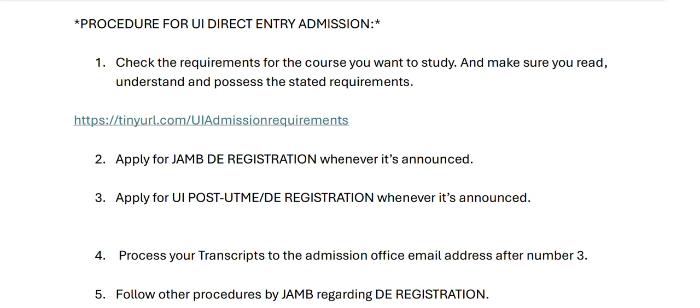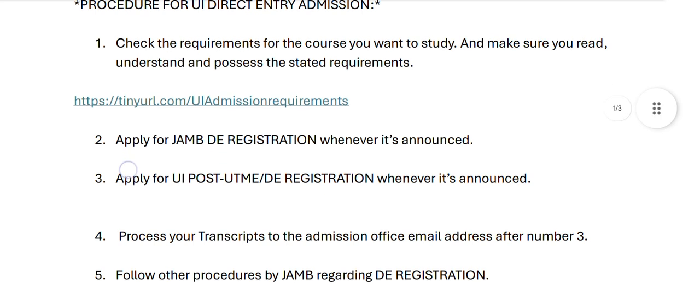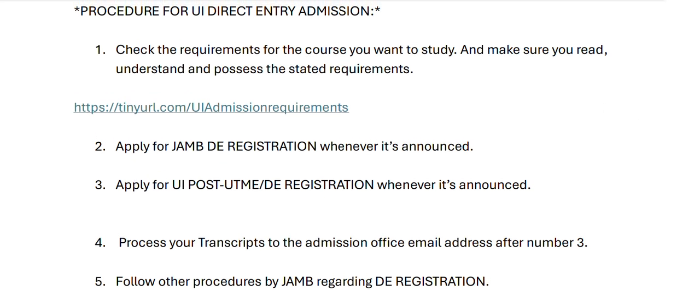Apply for JAMB DE registration whenever it is announced. So one of the mistakes that I used to come across from direct entry candidates is that most of them will just be asking me, when is the UI form out, is UI registration out, and all that. Some of them do not know that they are required to apply for admission through JAMB, and that starts from buying the JAMB DE form, buying JAMB DE registration, or applying for JAMB DE registration. You should understand with all those words that you have to apply for admission through JAMB, you have to take the JAMB DE form, you have to register for JAMB direct entry.